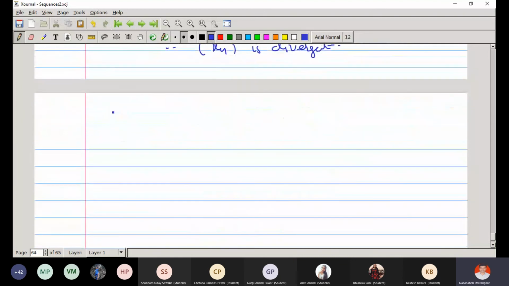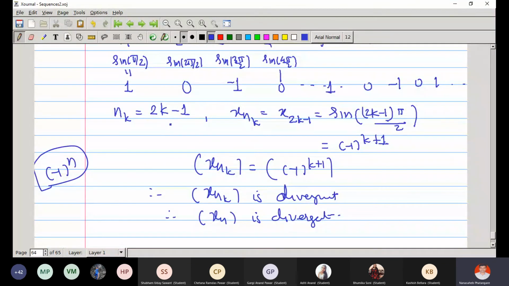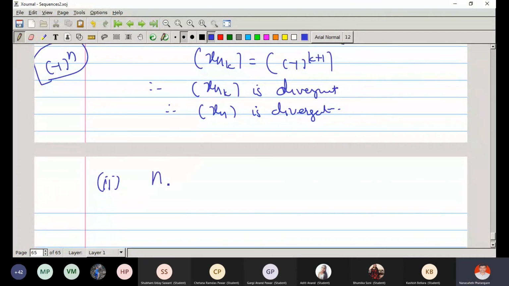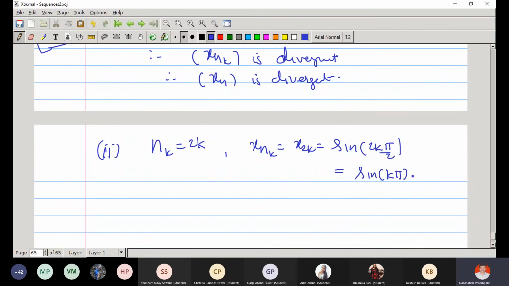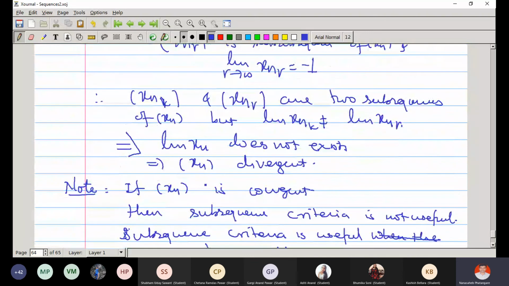Can you produce two subsequences which converge to different limits? One of them: I can look at nk equal to 2k, even suffixes. Then xnk is x2k, which is sine of 2k pi by 2, which is sine of k pi. And what is sine of k pi, k a natural number? 0. And therefore xnk is 0 for all k. What is the limit of xnk? 0.